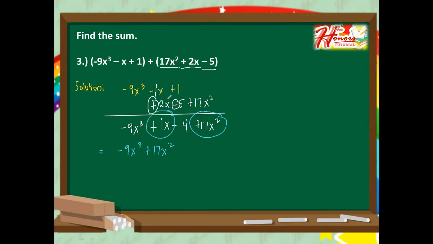And then we have here plus 1x. Please write x only because 1 should be invisible. It is there but you can't see it. But it is the right way of writing it. Accept it. So we have here negative 4. Just write it here. So this is the final answer. Negative 9x cubed plus 17x squared plus x minus 4.